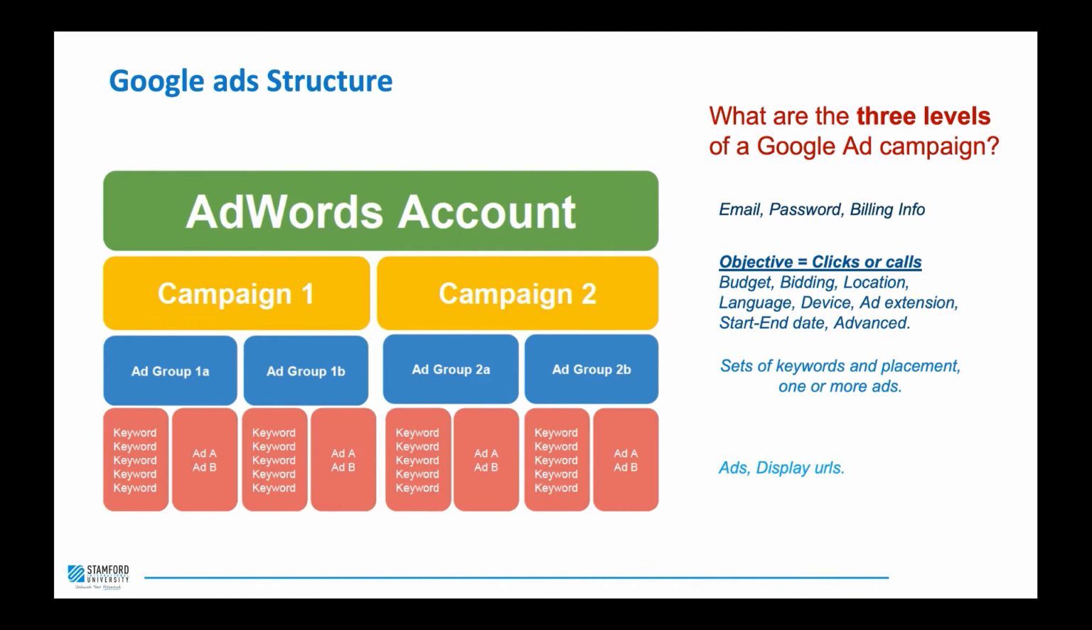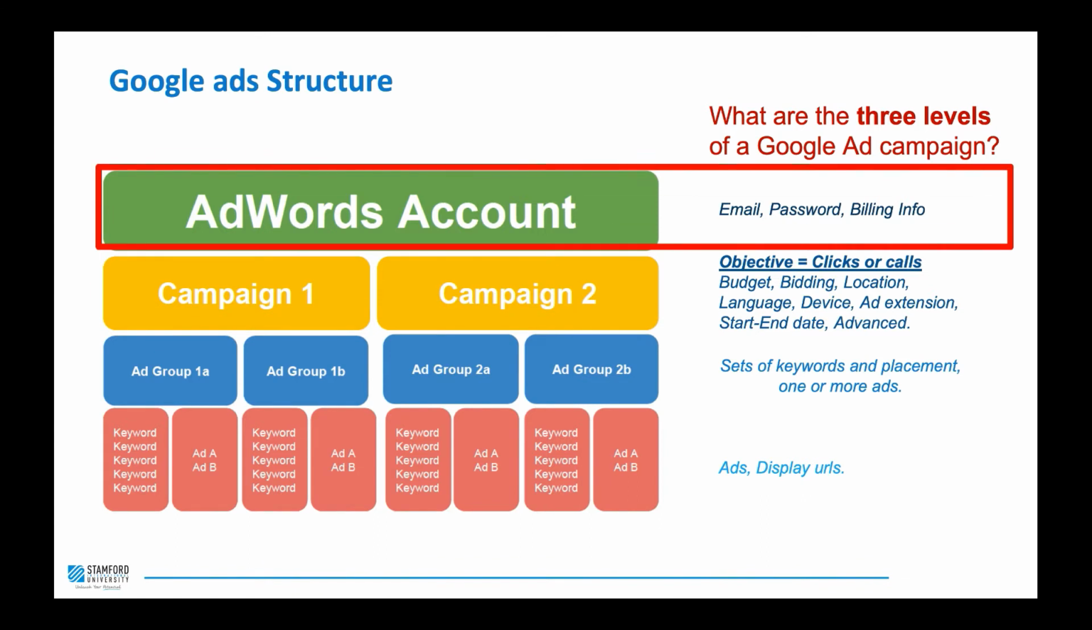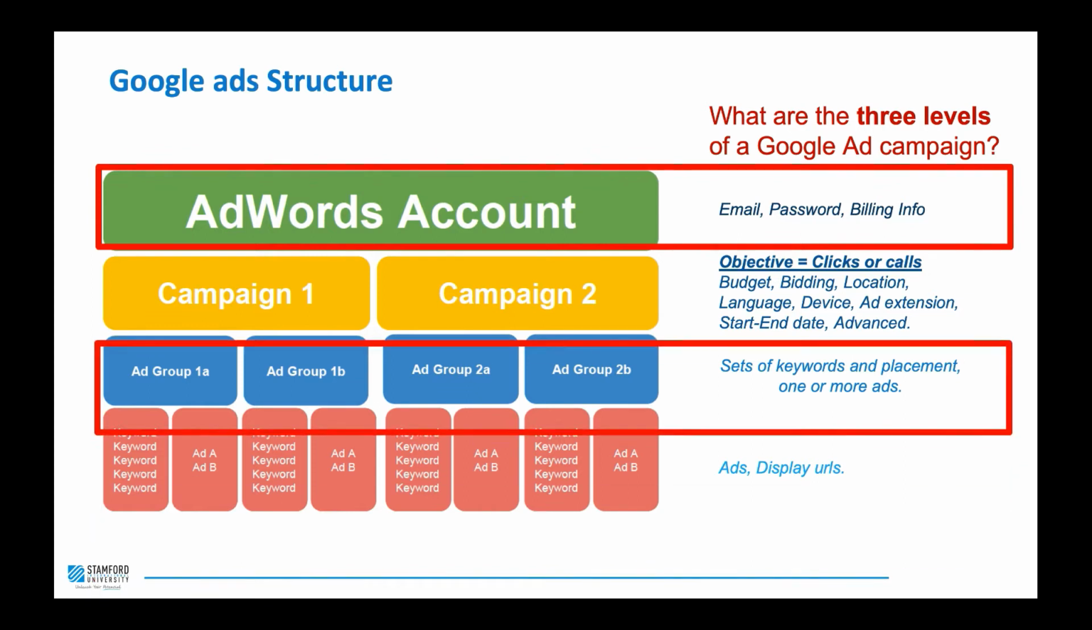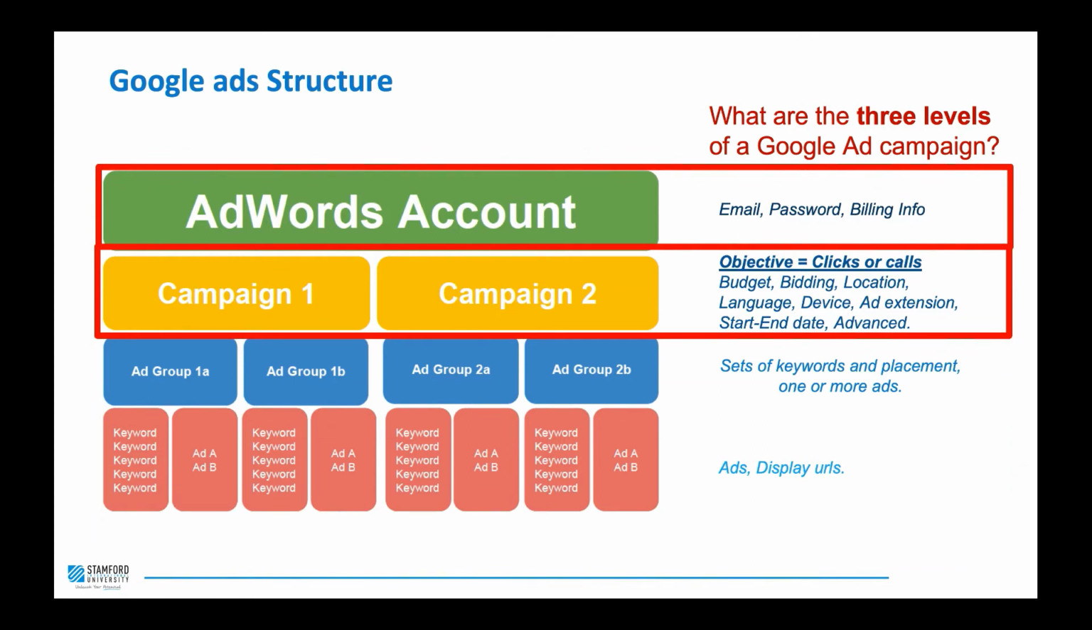Okay, so we're going to look at the structure, and you need to know that there's 3 levels of the Google ad campaign. Let's go through these. The highest level is the account. This is where your billing and login happen. You can set up one account per brand or company.